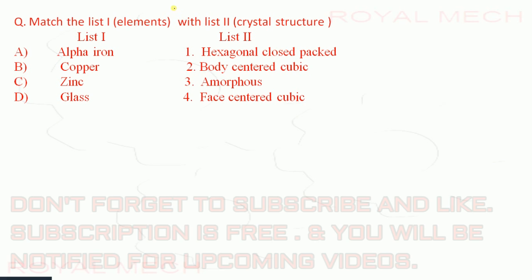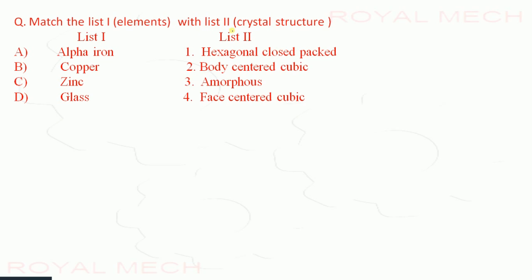Match the list 1 elements with the list 2 crystal structure. So here the answer is 2 4 1 3. So alpha iron is a body centered cubic crystal structure, and copper is a face centered cubic crystal structure. Zinc is a hexagonally close packed, and glass is an amorphous material. Therefore the option is 2 4 1 3.